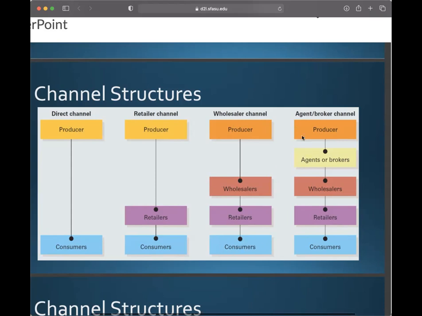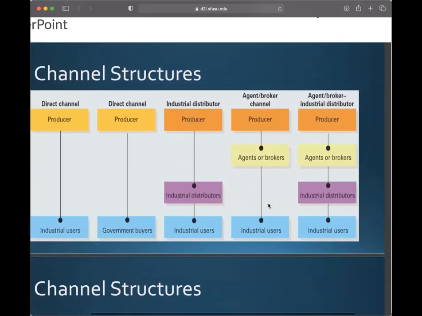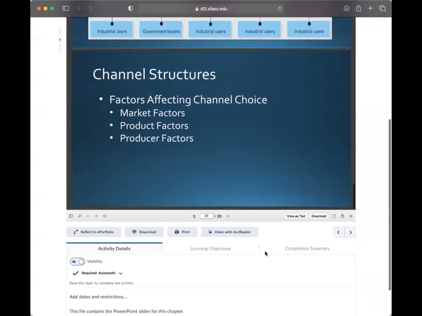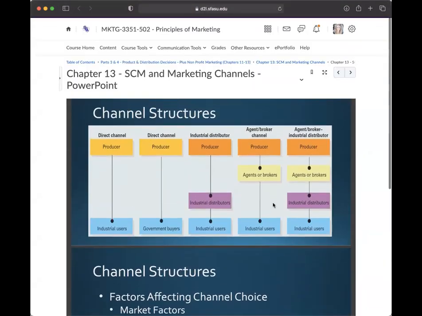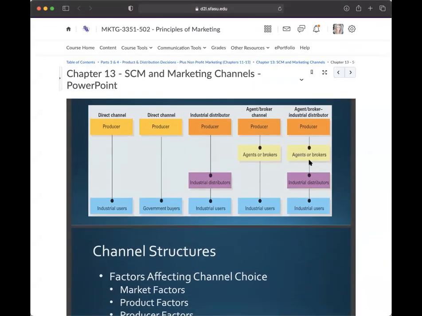And then finally, an example of an agent or broker channel. When we say broker or agent, we're talking about these intermediaries, right? We just talked about intermediaries, retailers, wholesalers, and agents or brokers can all be intermediaries. Agents or brokers are in charge of explaining to us and helping facilitate the sale of the good.